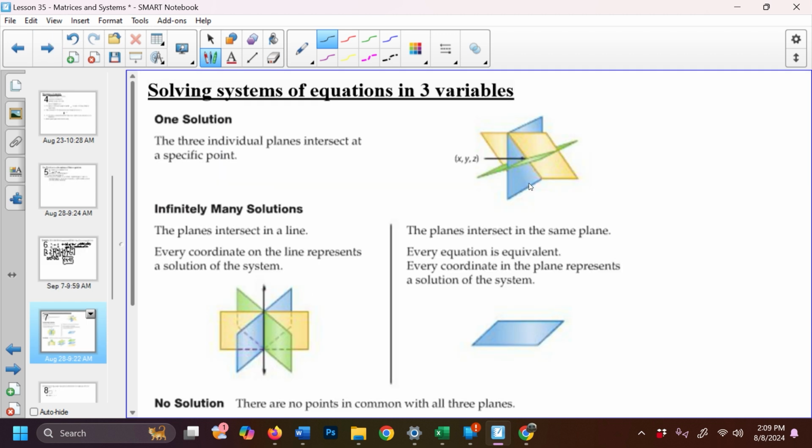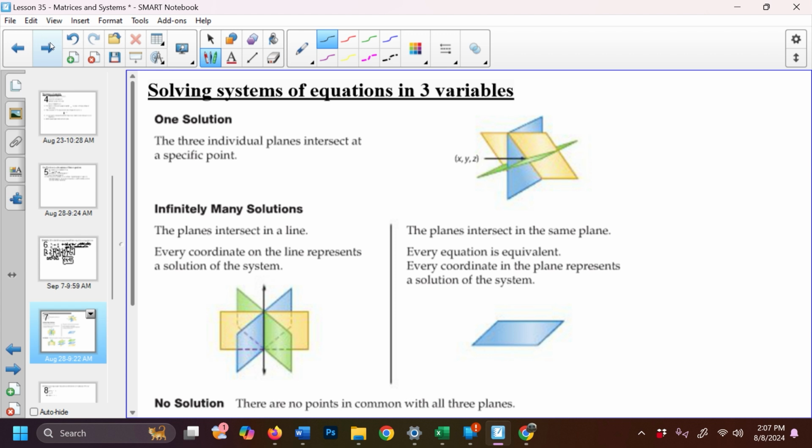Now, a linear equation in 2 variables produces a line because it has 2 dimensions, length and width. A linear equation in 3 variables has 3 dimensions, length, width, and depth. Therefore, a linear equation in 3 variables will produce a plane. You can have systems of linear equations in 3 variables.